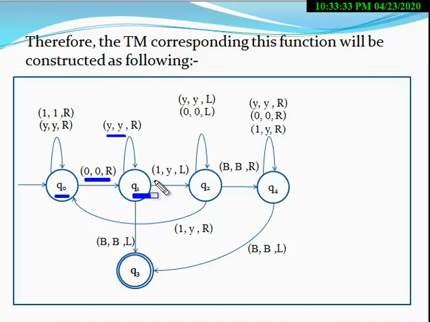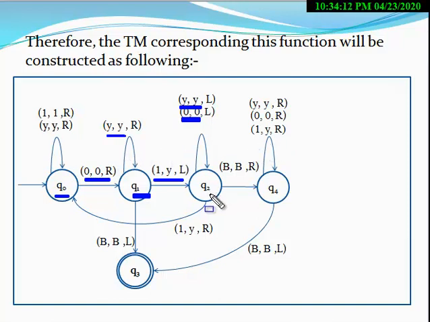As soon as the tape symbol 1 appears, 1 is replaced by Y and the head of the machine moves in the left direction, and the machine changes its state from Q1 to Q2. At the state Q2, when the 0 tape symbol or the Y tape symbol appears, the machine moves in the left direction. Either 0 or Y appears, the machine only moves in the left direction.